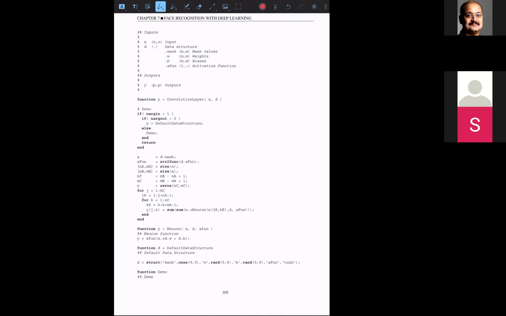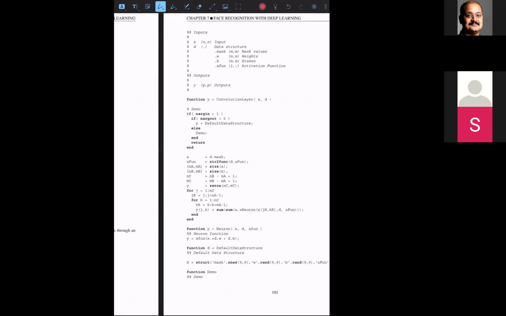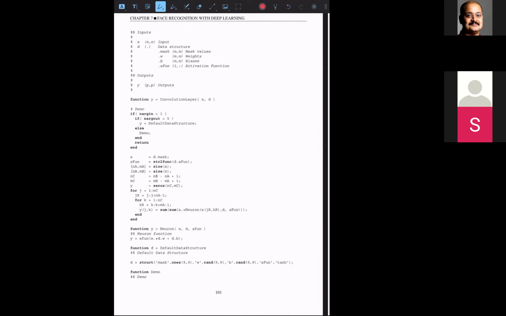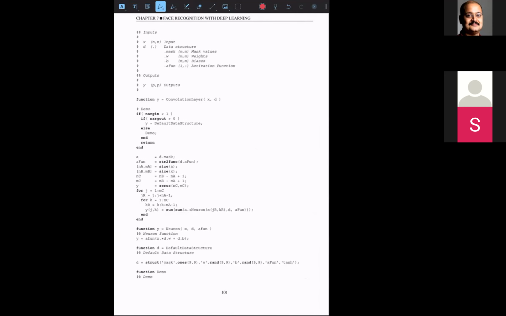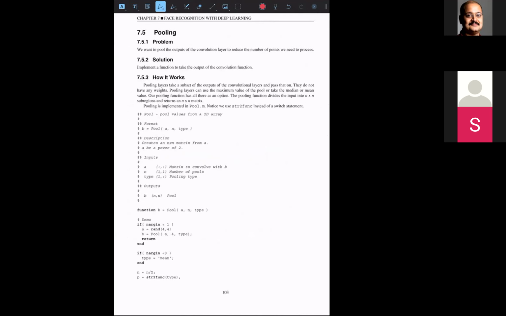What I want you to do is open this function convolution layer and then run this demo, which talks about the inputs and the outputs. As you can see, your input has a lot more data, a lot more variation, and your output, since you are using the tanh function, with random biases and random weights used here, is sort of a flat output.